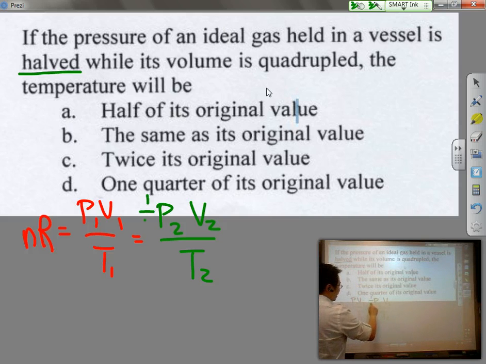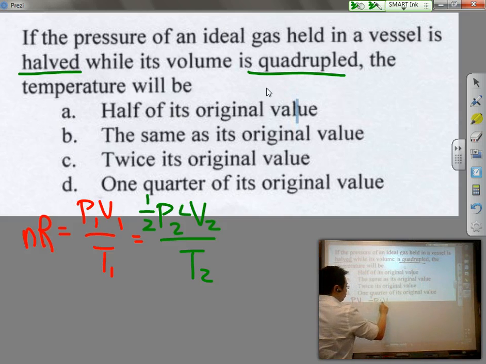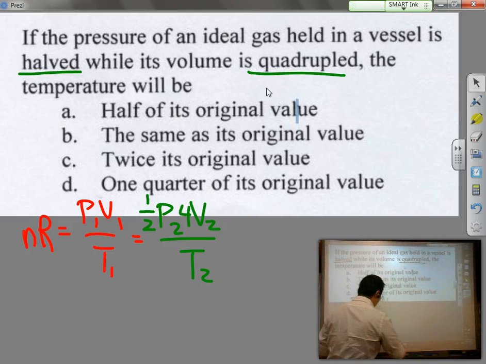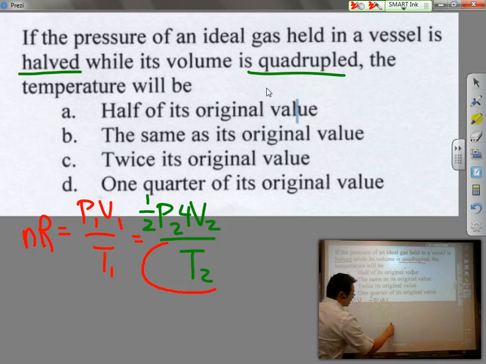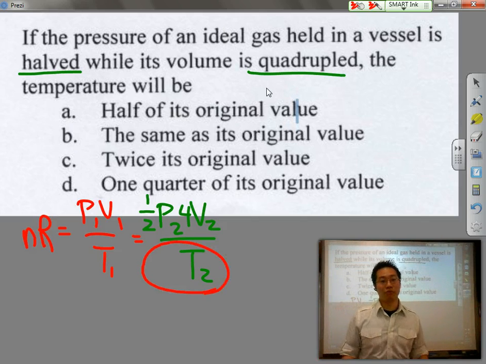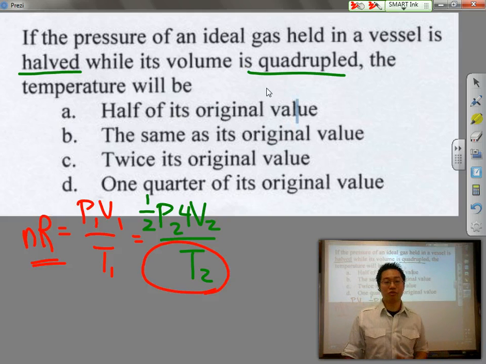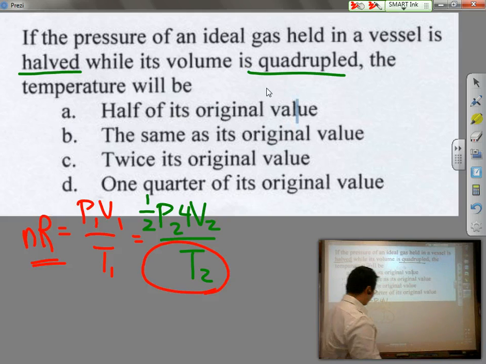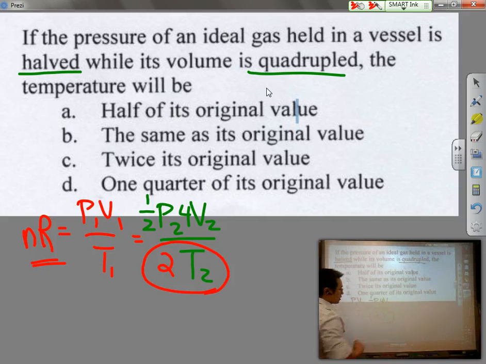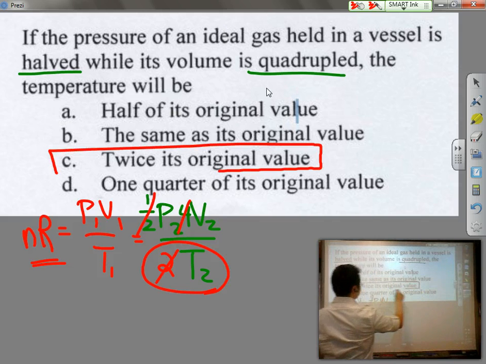that means I have 1/2 the pressure. The volume is quadrupled, so I have 4 times the volume. So the key question is, what number do I put in front of the temperature to cancel out all of the multipliers so that this number does not change? 1/2 times 4 is 2. So if I double the temperature, I will cancel out all of the multipliers, meaning that the temperature must have doubled as well.